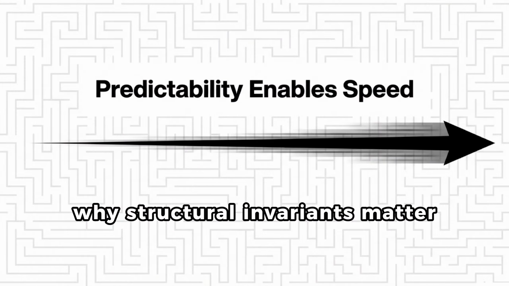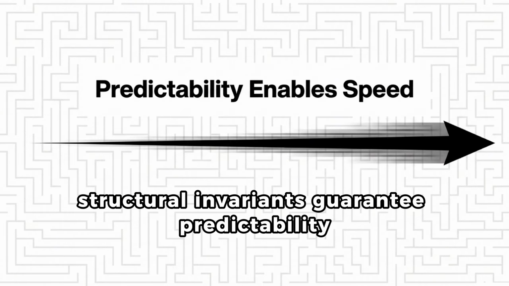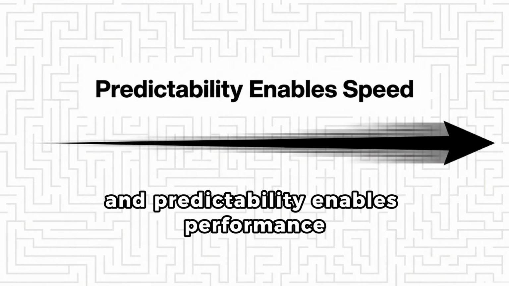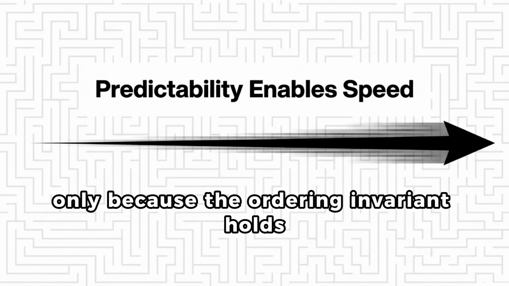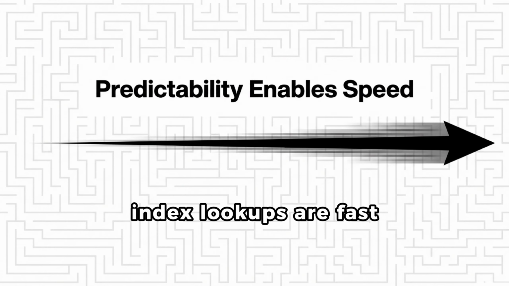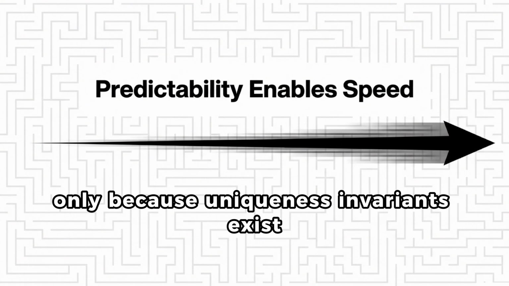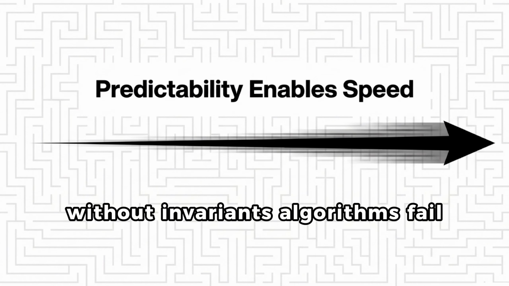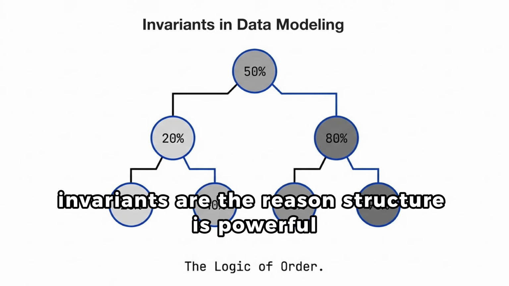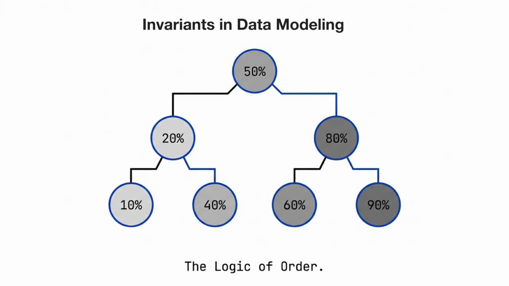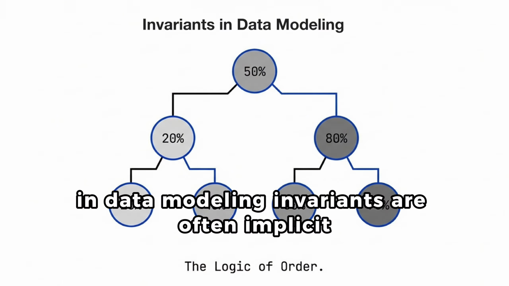Why do structural invariants matter? Structural invariants guarantee predictability, and predictability enables performance. Think about search algorithms. Binary search works only because the ordering invariant holds. Index lookups are fast only because uniqueness invariants exist. Without invariants, algorithms fail, queries slow down, systems behave unpredictably. Invariants are the reason structure is powerful. They make optimization possible.